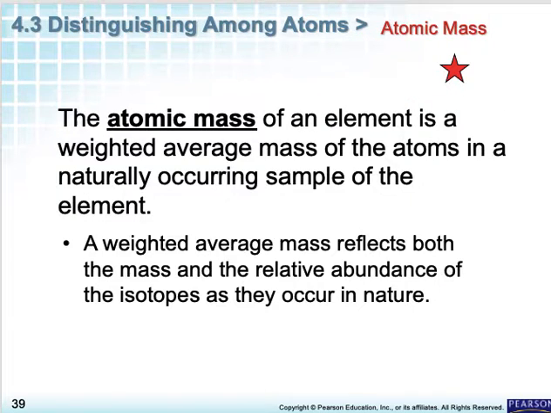So the atomic mass of an element is a weighted average mass of the atoms in the naturally occurring sample. And the sample is the same throughout the world. The percent abundances do not change whether you're looking at something in England or Ireland or the US or somewhere else. Now, maybe if you went to another planet or another star system, that may be different. I don't know.